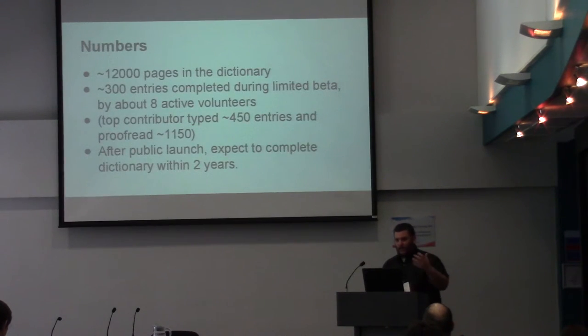So I'm almost done and I wanted to leave time for questions. Just to give you an idea of numbers, 12,000 pages in the complete dictionary, 12,000 of those large pages that you saw. So far, I've been running the system in beta mode, just with a few volunteers that I personally recruited, and they have completed, by which I mean typed and proofread three times, about 300 entries while I was developing the system. One individual volunteer typed about 450 entries and proofread 1,150 entries. Wait, didn't you just say 300? Yes, I did. Most of the entries that she has proofread have not yet been proofread a third time. So that's how these numbers make sense.